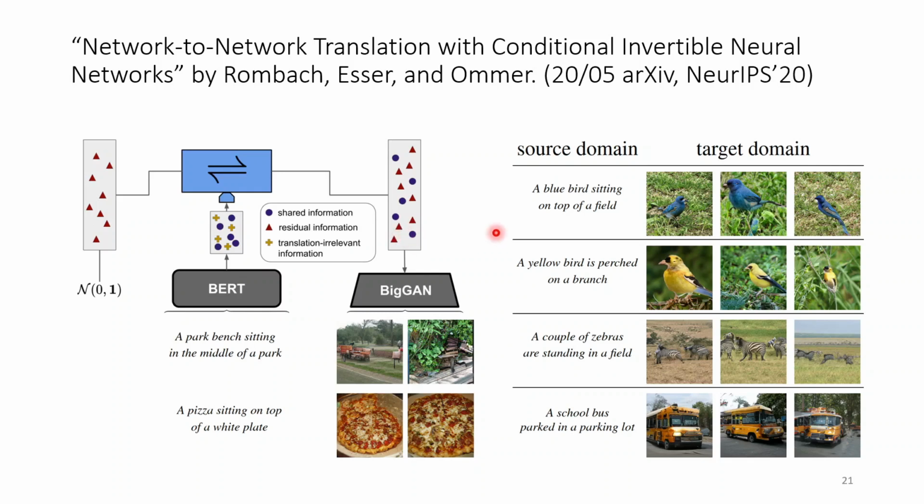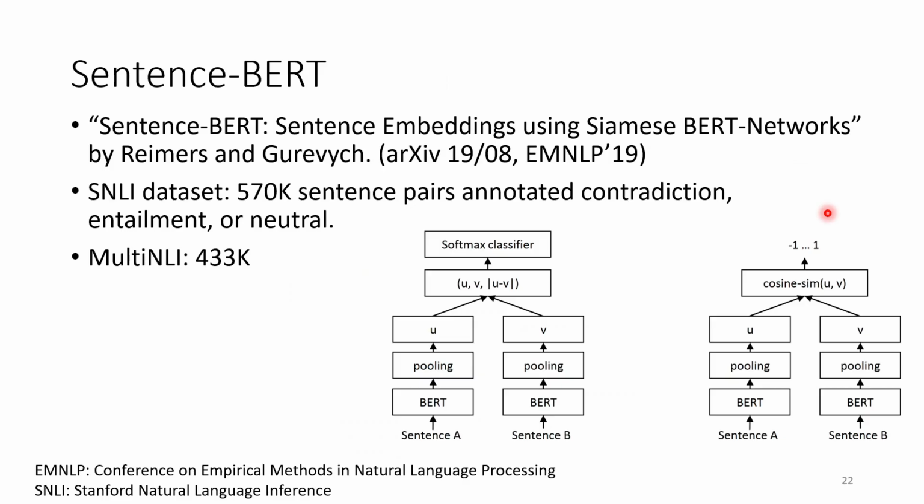Okay, so there are some examples. If they are given this image, they will generate 3 different images because there are random signals. When the random or noise signals are different, the generated results are different. All right. Okay, so let's see Sentence-BERT.